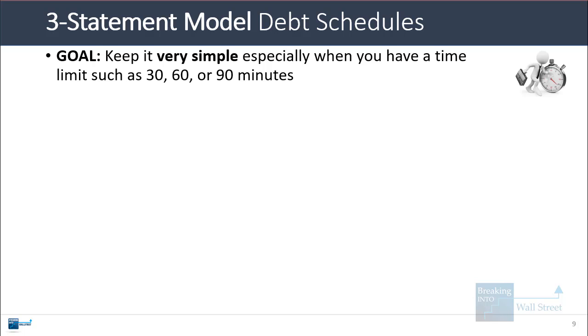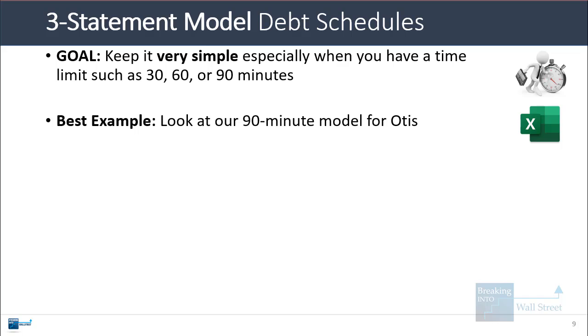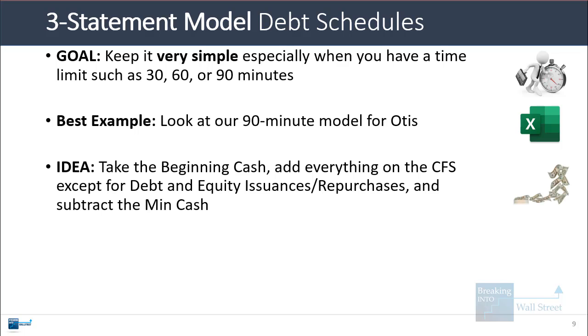The goal here is to keep it very simple because you often have a strict time limit, such as 30, 60, or 90 minutes. For the best example, take a look at the 90-minute three-statement model that we posted in this channel for Otis, the elevator manufacturing company. The overall idea is to take the beginning cash, add everything on the cash flow statement except for debt and equity issuances and repurchases, and then subtract the minimum cash.